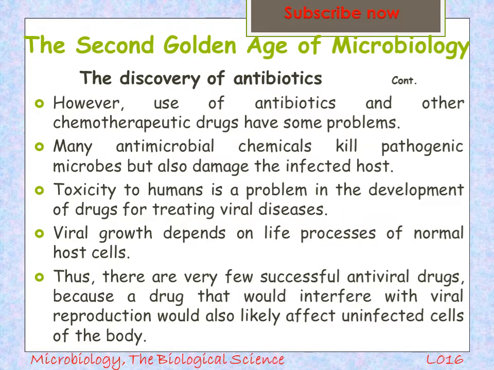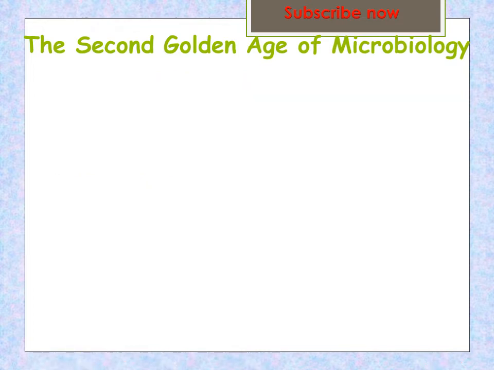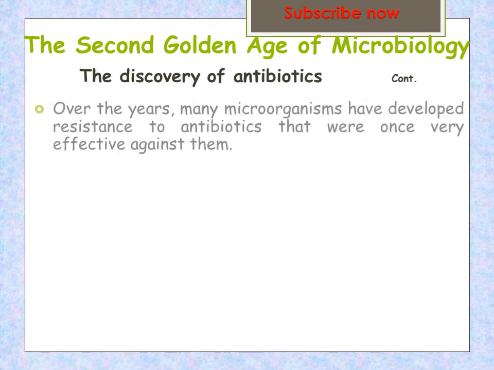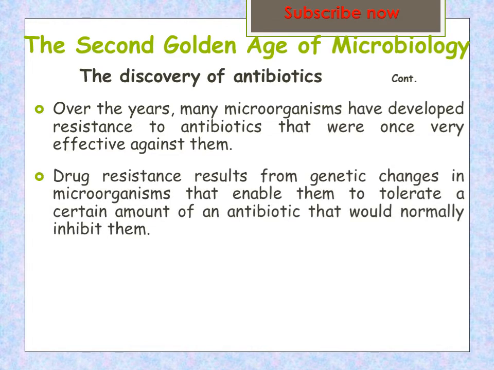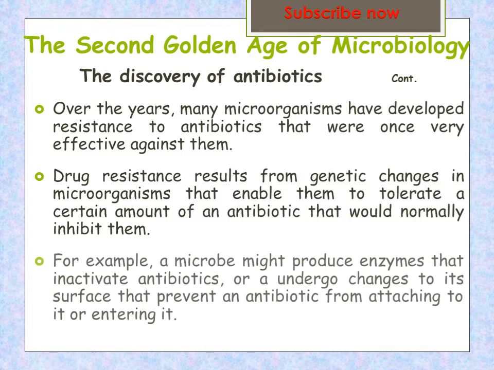And thus, over the years, there is a challenge: organisms have developed resistance to antibiotics that were once very effective against them. Drug resistance results from genetic changes in microorganisms that enable them to tolerate a certain amount of antibiotic that would normally inhibit them. For example, a microorganism might produce enzymes that inactivate antibiotics, or it may undergo changes to its surface that prevent an antibiotic from attaching to it or entering it.